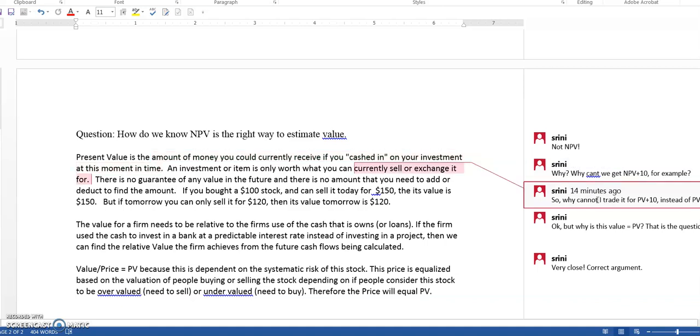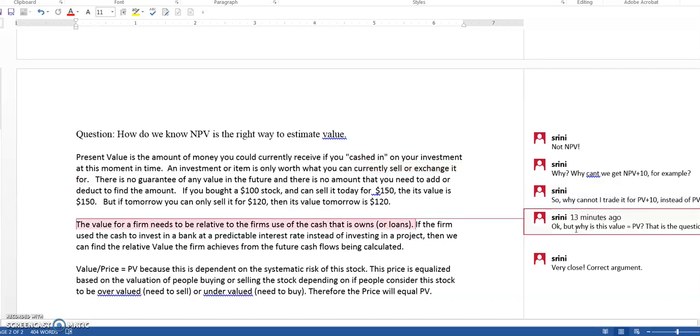Okay. And why not some other value, like present value plus 10 or present value minus 100 or some other formula? So why should it be equal to exactly present value? Okay, that's a question. Then one of the other responses I received basically said that the value of a firm needs to be relative to the firm's use of the cash flows, which I think is kind of coming closer, so that's good. But then the question is, why is this value equal to present value? Okay, that's the question for which this response does not give an answer.